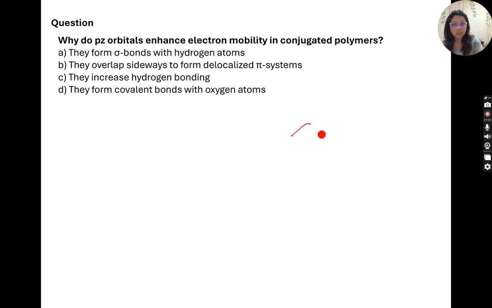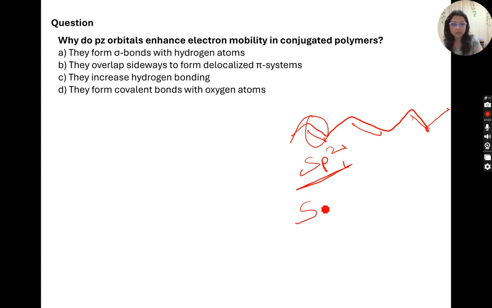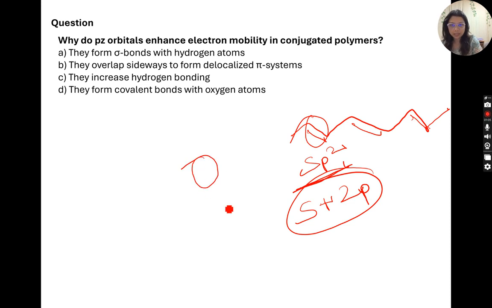Conjugated polymers, as we have seen in the last slide, have alternating single and double bonds. Because of these double bonds, the carbons have sp2 hybridization, if you talk in terms of chemistry, which has one s and two p orbitals. And why? Because p has three orbitals in it: px, py, and pz.